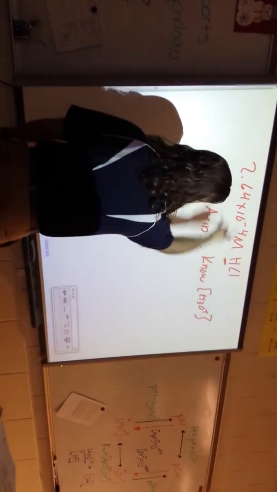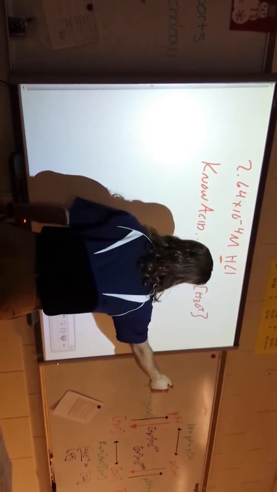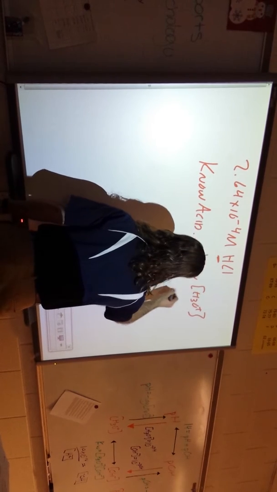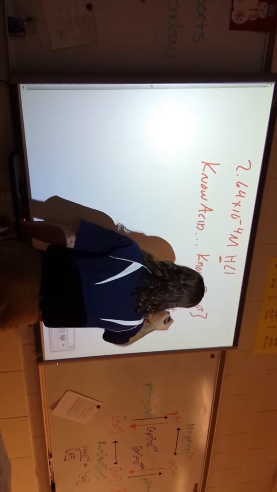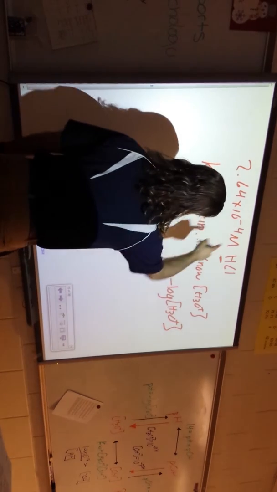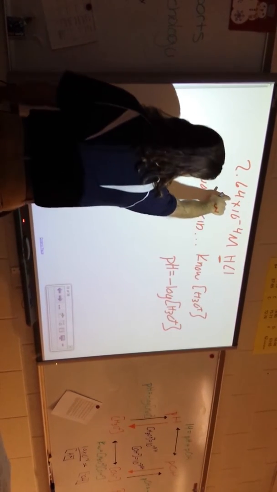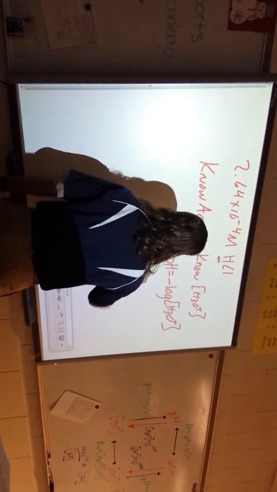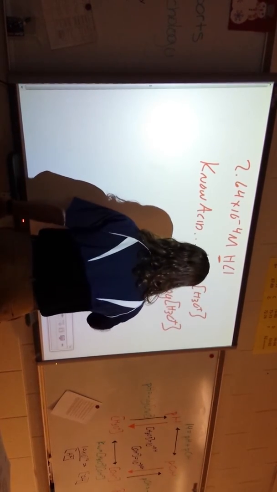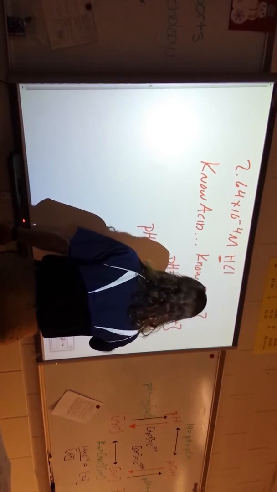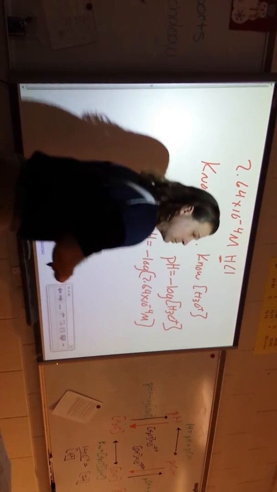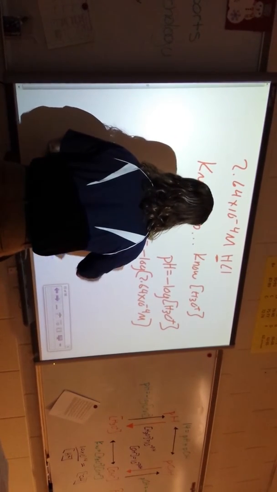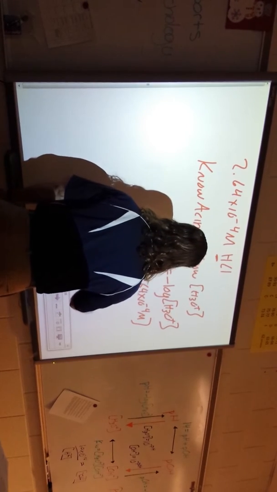In this case, we're asked to find the pH, and the formula we have to use in order to calculate pH is pH is equal to the negative log of H3O plus. Since this is an acid, and this is the concentration of the acid, all I have to do is take pH equals the negative log of 2.64 times 10 to the minus 4 molar. I don't have to do anything extra. That's all I have to do. So when I calculate this using the calculator, pH is 3.58.